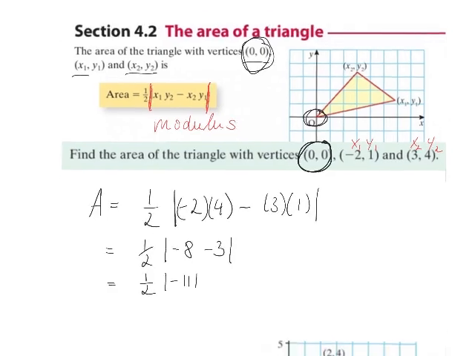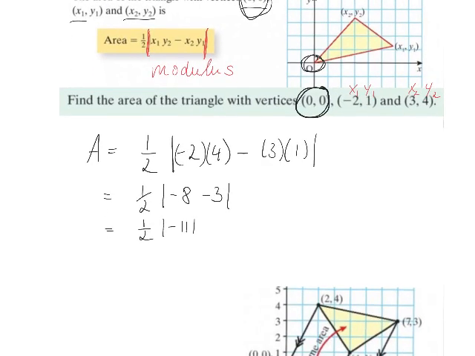So the modulus of minus 11 is just 11. Yeah, so we just go 1/2 and no more straight brackets, 11. So remember, the modulus of minus 11 is just 11. So there'll always be a positive value, and that is just 5.5 squared units.